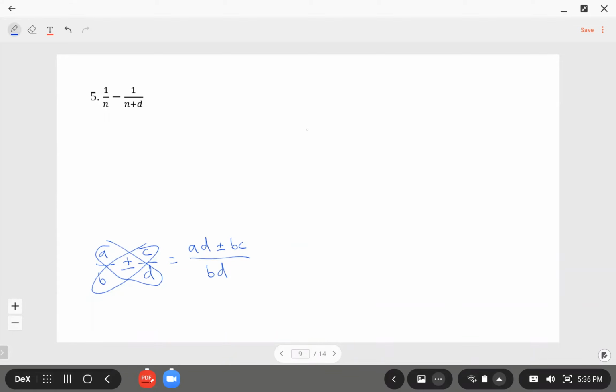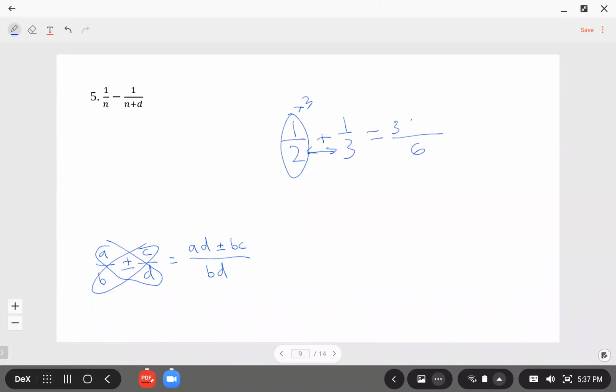Let's actually find this with numbers. Okay, so 1/2 plus 1/3. How are we going to get that? We need to create a common denominator. We need to multiply them together, right? To get 6. And because we multiplied the denominator of this fraction by 3, we also need to multiply the numerator of this fraction by 3.